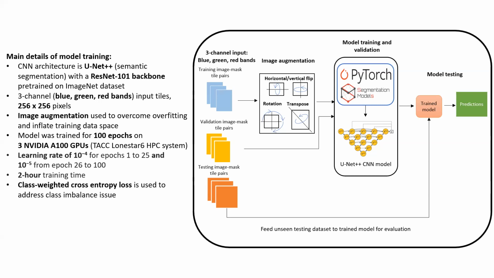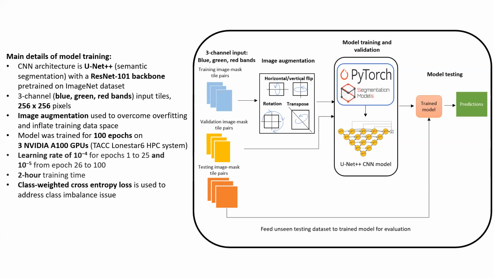So the model I've used here is a convolutional neural network architecture called the UNet++, which is a semantic segmentation architecture. I'm using a pre-trained backbone. The input is 3-channel tiles, so I'm using the blue, green, and red bands of the Maxar images.